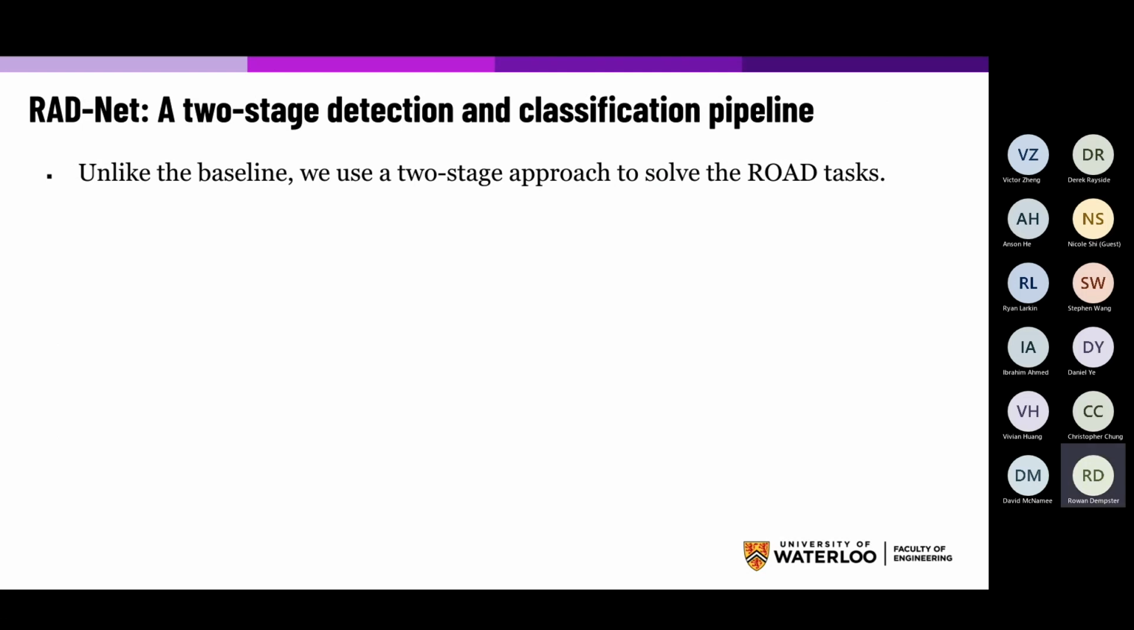Okay, so I'll make reference to the baseline just to compare what we did differently. We coined our approach RADNET, the Road Action Detection Network, and it's a two-stage approach. So it separates the detection and action classification tasks, which is unlike the baseline.